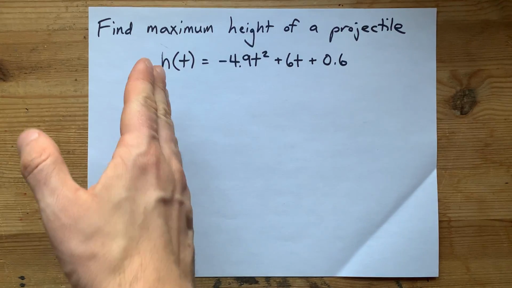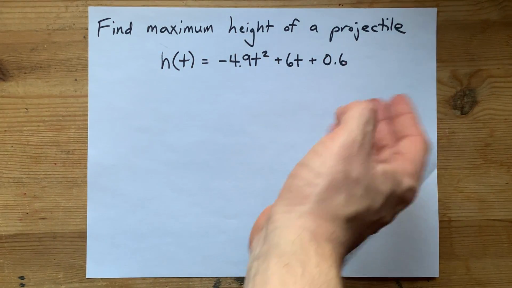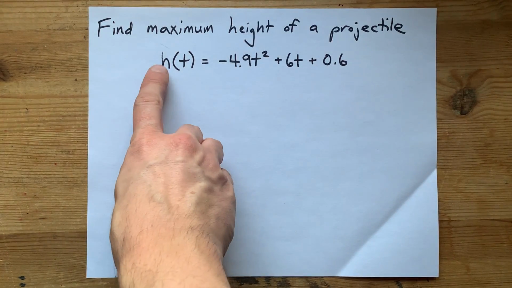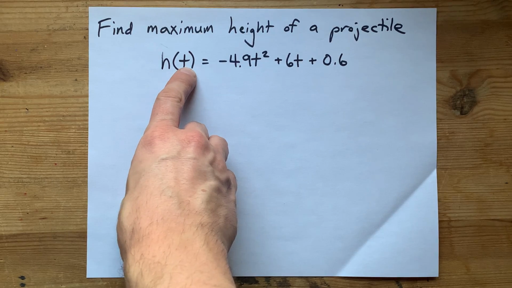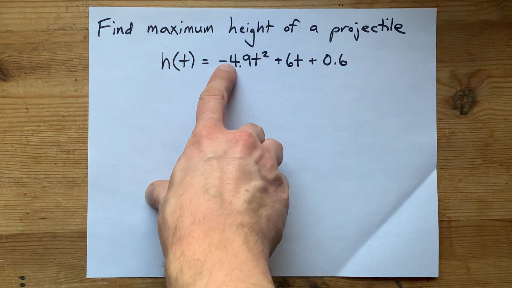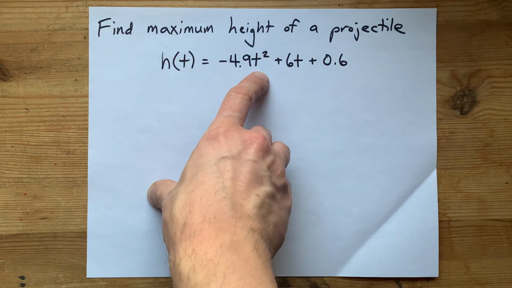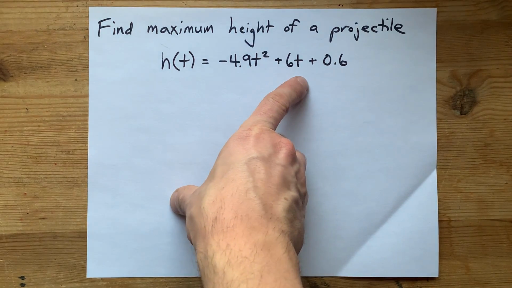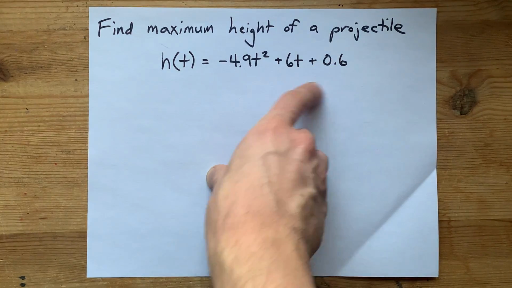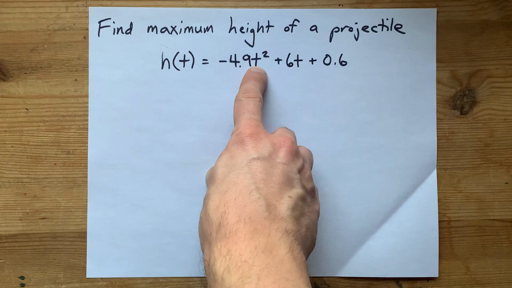We are going to find the maximum height of a projectile with this equation for its height. This is the height based on time, or h of t, and the equation is negative 4.9 t squared plus 6t plus 0.6. Now this is a quadratic equation because we have a t squared in it.